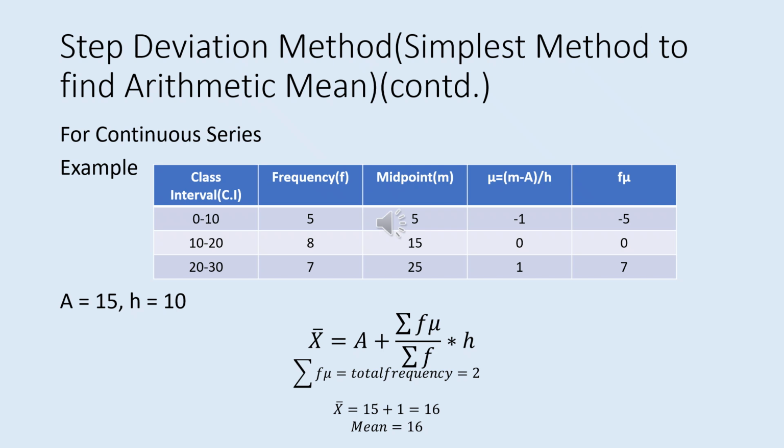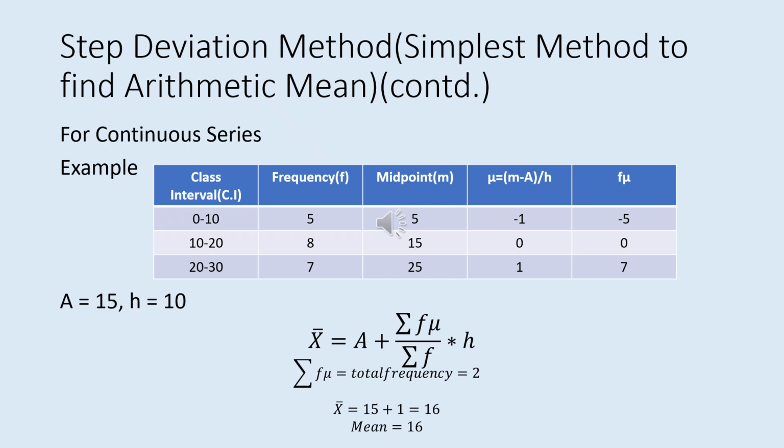Now we calculate mu, which is equal to m minus a by h. Here we get midpoint m from the table, and the assumed mean a is equal to 15, and h is the class width, which is equal to 10, because from the class interval we see that 0 to 10, 10 to 20, 20 to 30, the class width is 10. So h is equal to 10. So now we get mu is equal to minus 1, 0, 1.